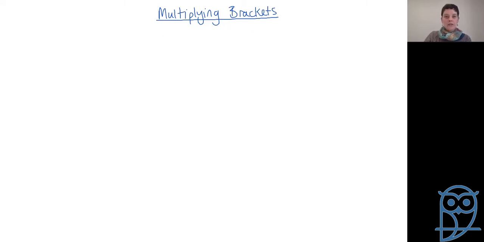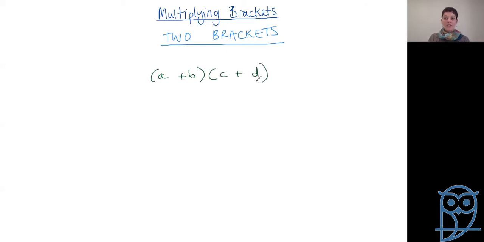So starting out with two brackets. And this is our beloved FOIL. So in letter form, A plus B, C plus D. It doesn't matter if we've got letters, if we've got numbers, if we've got pluses or minuses. When we've got two brackets, what we have to make sure is that everything is multiplied by everything else. We can't just multiply a few things. So a nice way to keep track of how to actually make sure that you have multiplied everybody is FOIL.